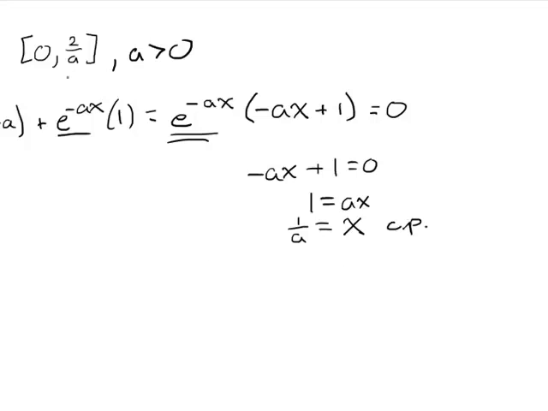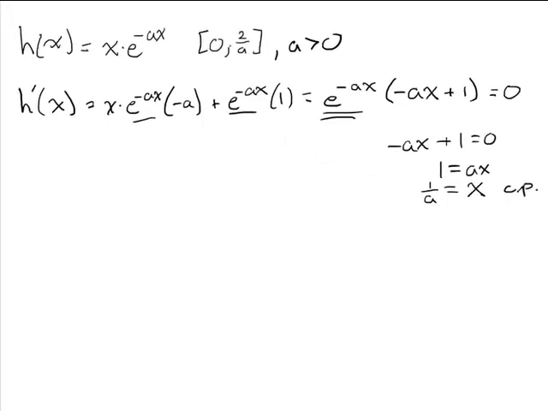Now, because we're on a closed bounded interval, max and min either have to occur at the critical point or the endpoints, and we're guaranteed of this. So we're just going to plug all these into the original function. So h of 0, h of 1 over a for our critical point, and h of 2 over a for the other endpoint. So h of 0 gives us 0 times e to the negative a times 0. Well, 0 times that is going to be 0.